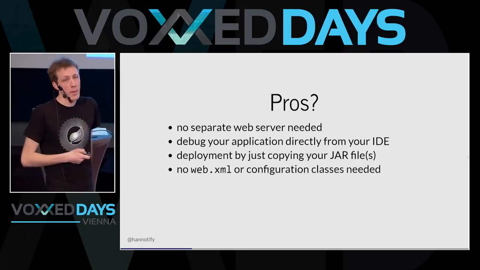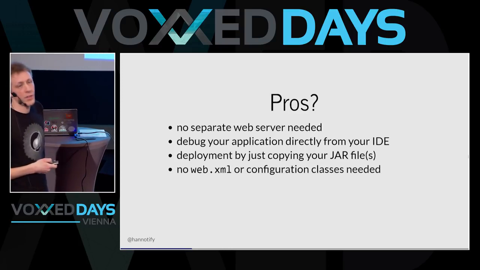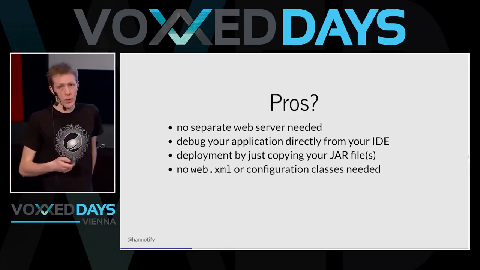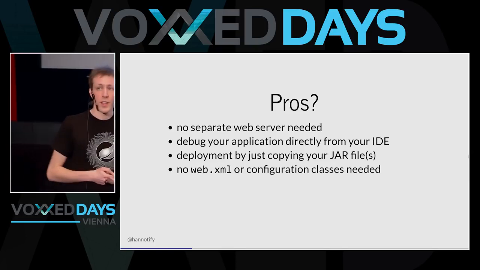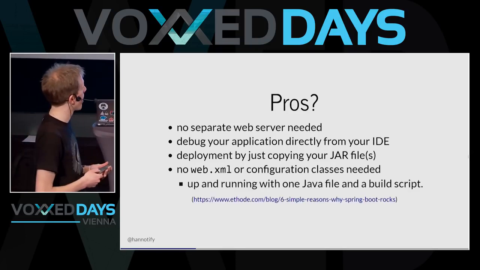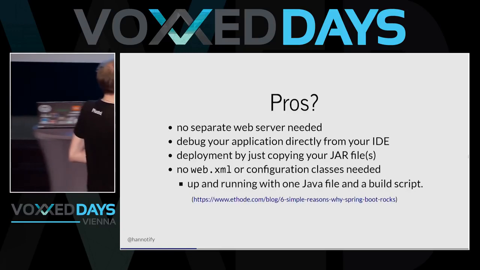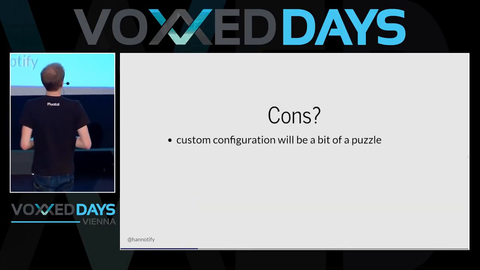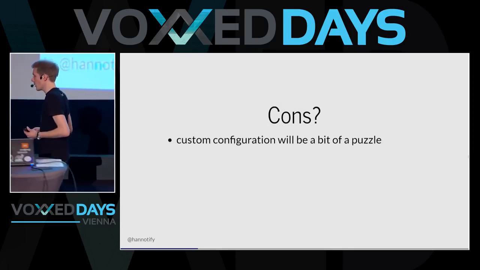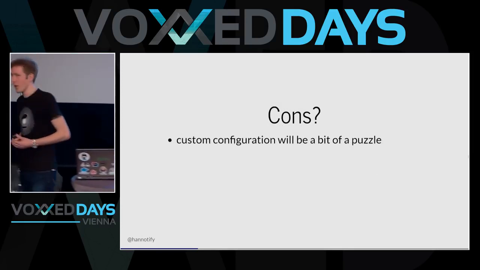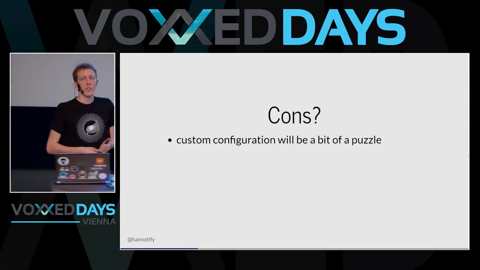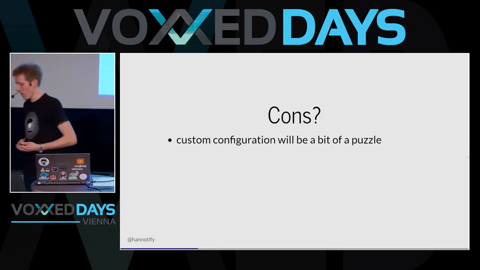There are also no web XML classes, and if you don't need them, also no configuration classes. Again, if you want to change the default, then you would need to have them. In fact, you can be up and running with just one Java file and the build script. Well, of course, there are also some drawbacks. Like every library or framework must have a few drawbacks. And in this case, it will be custom configuration.